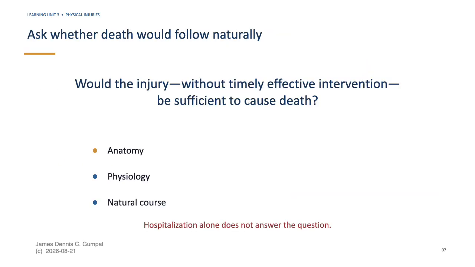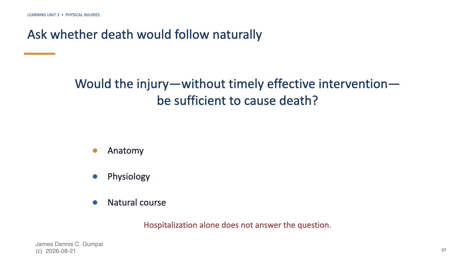The precise question is written on the slide. Would the injury without timely effective intervention be sufficient to cause death? The answer must rest on anatomy. Which vital structure was damaged? Physiology. What functional failure followed? And the natural course. What would medically occur without effective treatment?